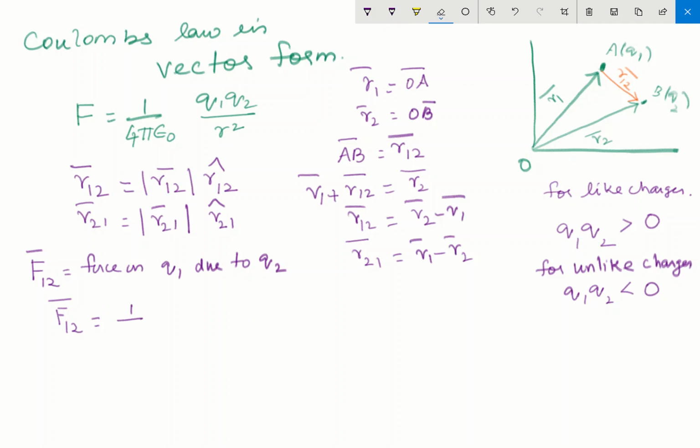Now I am going to do this for Q1 Q2 more than 0, which means like charges. Both are like charges, so they will repel each other. What will be F12, the force on Q1 due to Q2? Since they repel, it will go in this direction. That will be your F12.